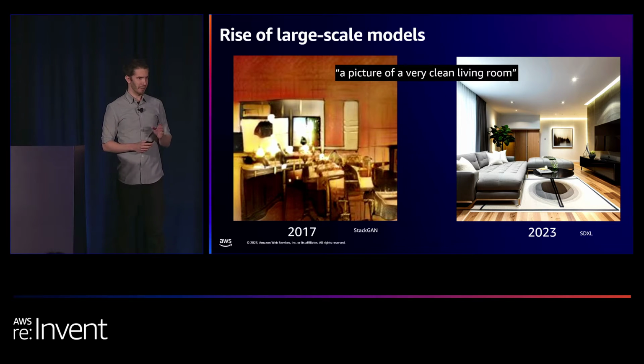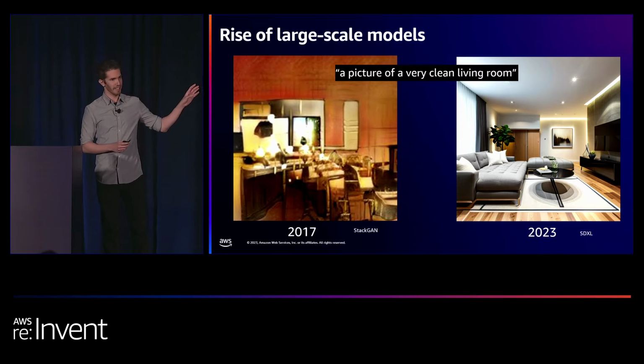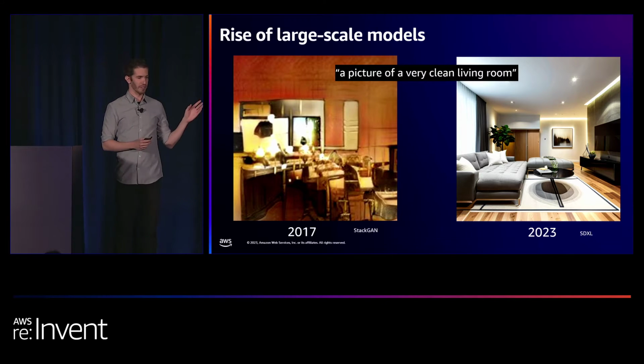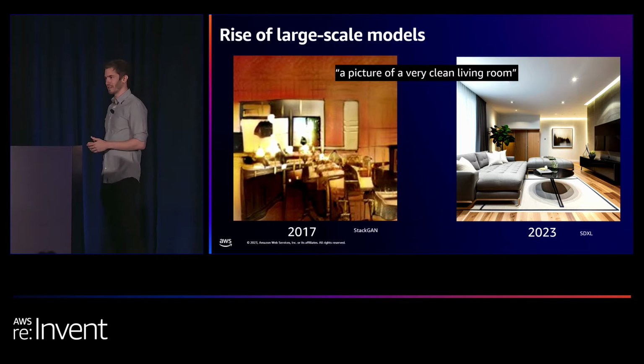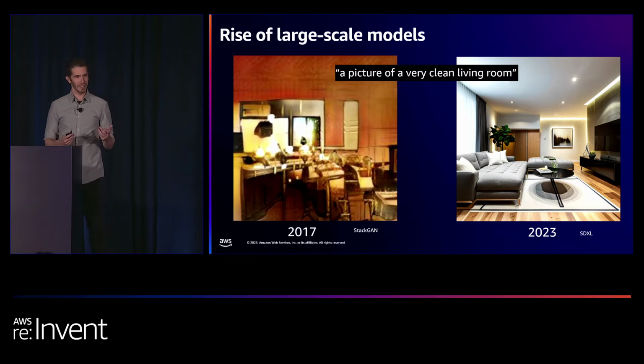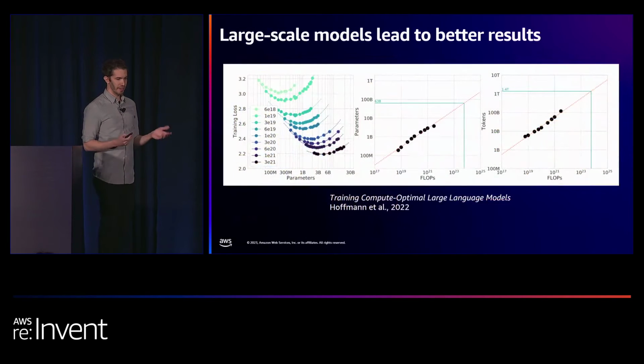And I showed something similar a year ago at re:Invent. And at that time, this was kind of shocking, right? Seeing this type of image get generated from a model. But a year later, I think many people in the audience have already seen these types of images get generated and the quality that you can get with machine learning models. So how did this happen?